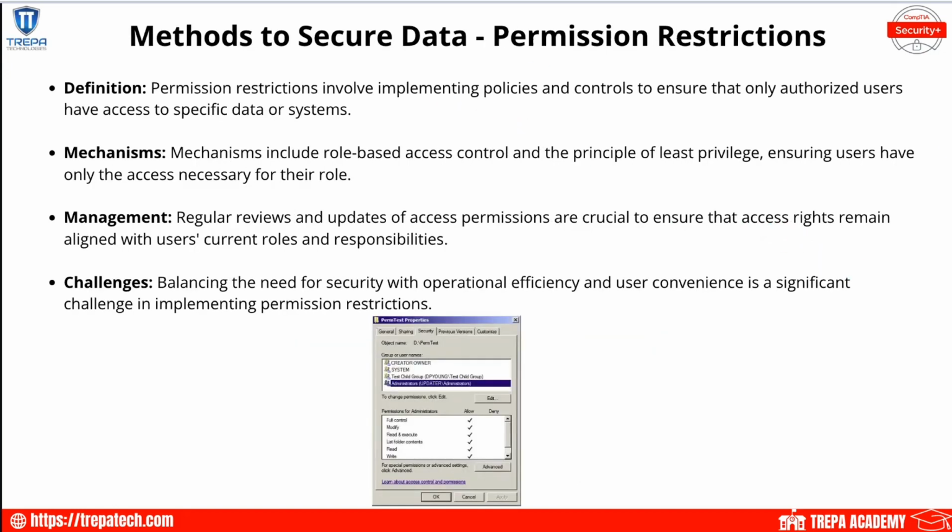Permission restrictions. So this is going over stuff like least privilege, guys, making sure that we have the proper restrictions on our data, making sure that only people that have this specific role or the need to know can get access to our data.